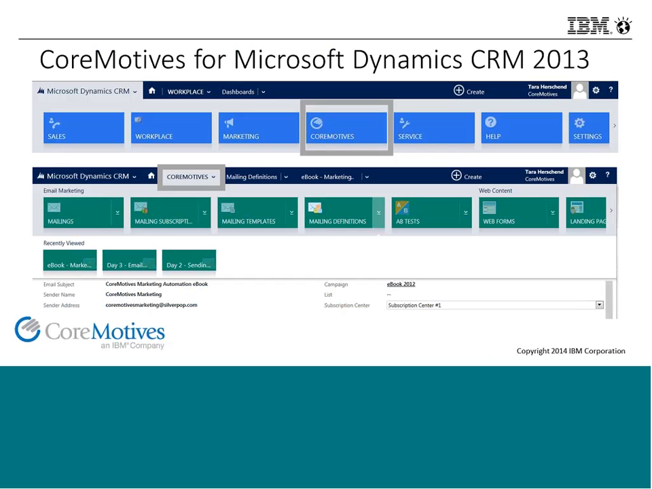So you can see here, this is an example of Coreimus in Microsoft Dynamics CRM 2013. And you can see I have Coreimus just in my main dropdown, and then that second screenshot you can see is Coreimus and it pulled out. So again, you can see those mailings, the mailing templates, A/B testing, web forms, all of that.